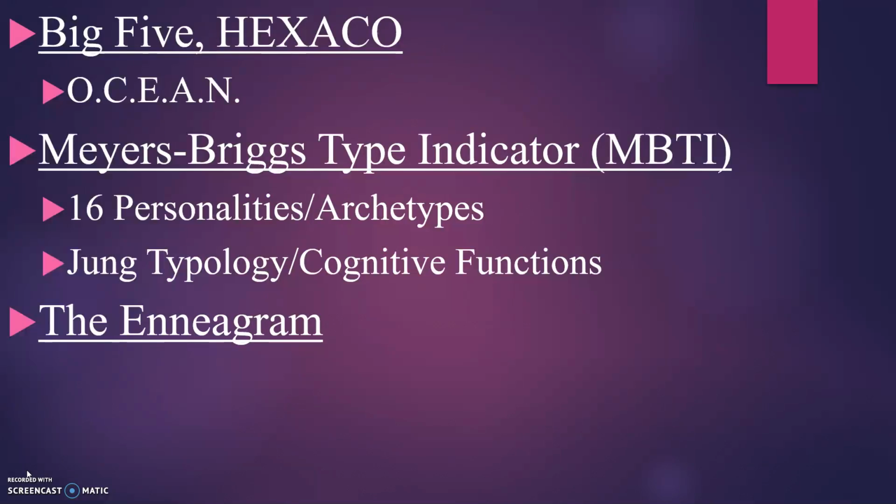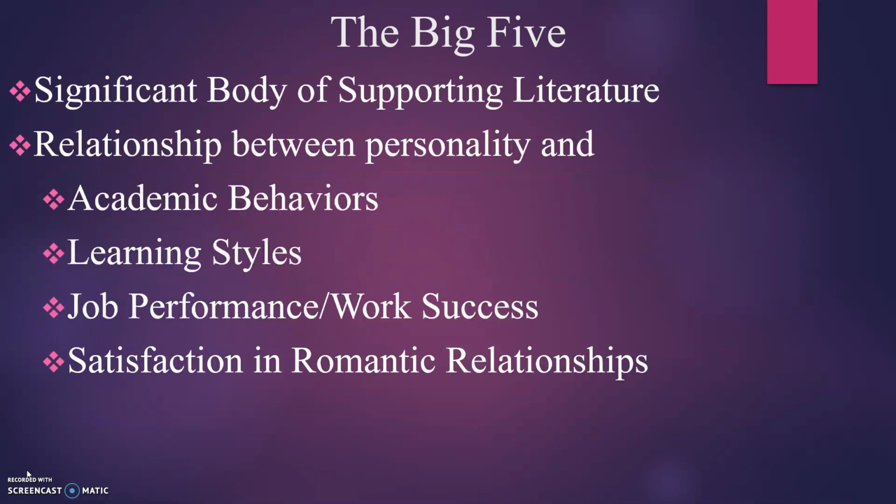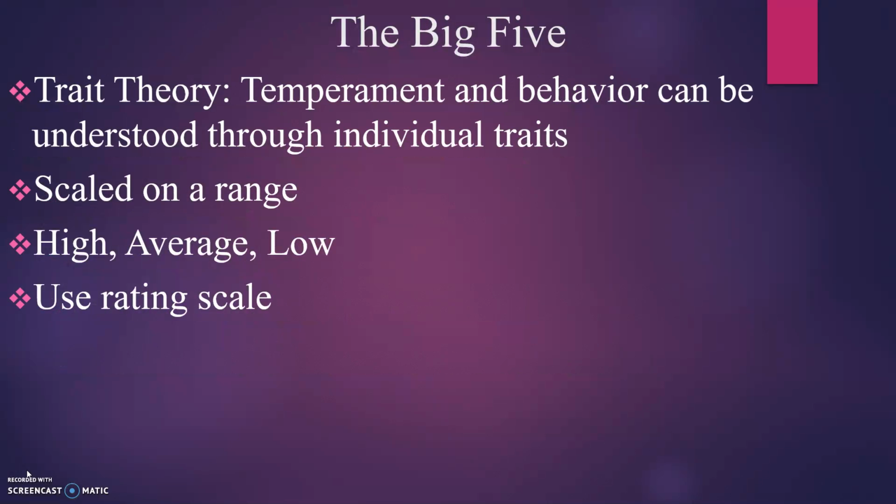So, the three main models that we're going to go over are the Big Five, the Hexaco, the Myers-Briggs Type Indicator, or MBTI, and the Enneagram. So let's start off with the Big Five. The Big Five has the most significant body of supporting literature in the modern day, and this typology seeks to determine the relationship between academic behaviors, learning styles, job performance and work success, and satisfaction in romantic relationships.